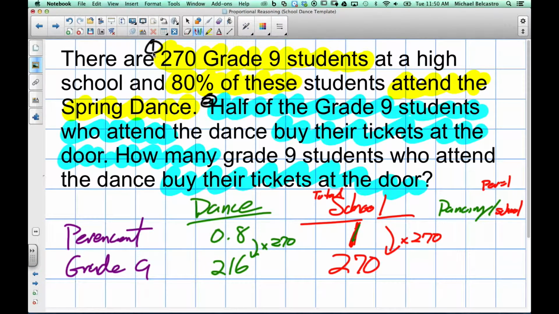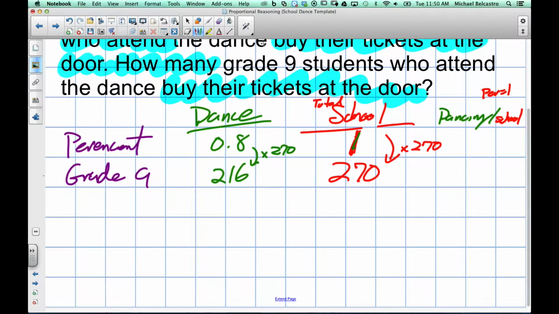So that takes care of part 1 of the question, but now we have part 2. Half of the grade 9 students who attend the dance buy their tickets at the door. How many buy their tickets at the door? So we have 2 new categories. Same type of setup though.